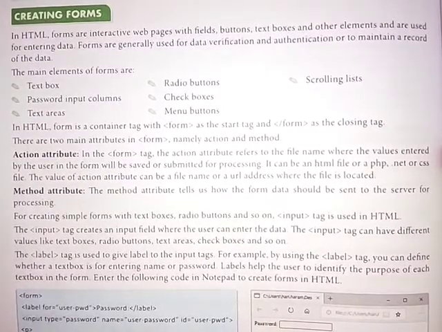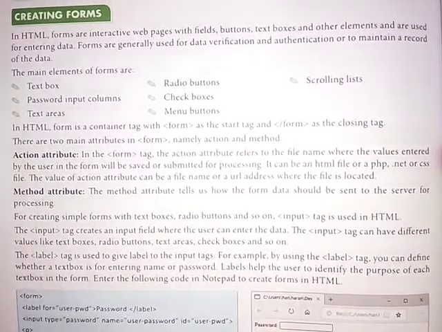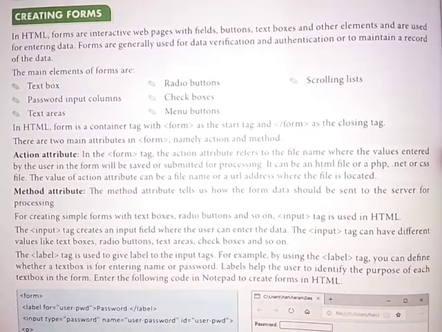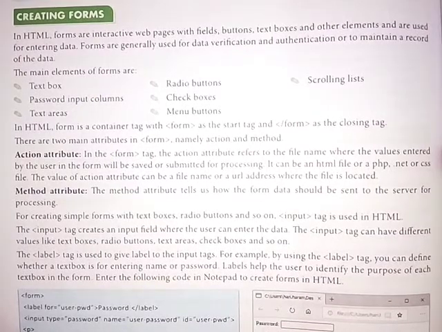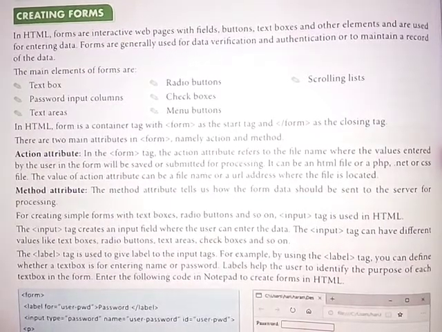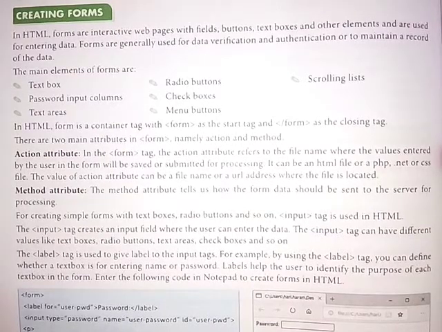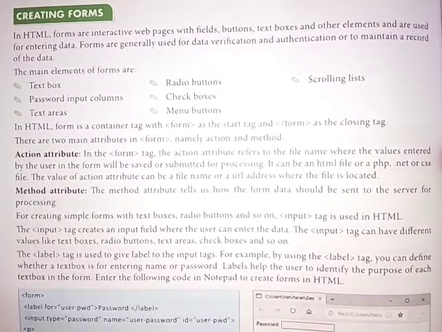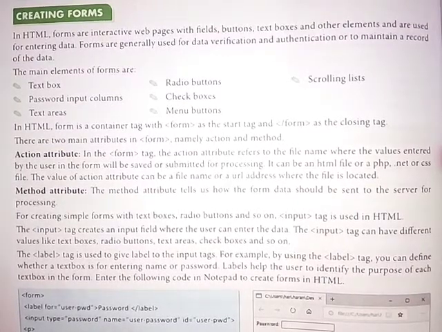Action attribute. In the form tag, the action attribute refers to the file name where the values entered by the user in the form will be saved or submitted for processing. It can be an HTML file or PHP, .NET or CSS file. The value of action attribute can be a file name or a URL address where the file is located. Method attribute. The method attribute tells us how the form data should be sent to the server for processing.